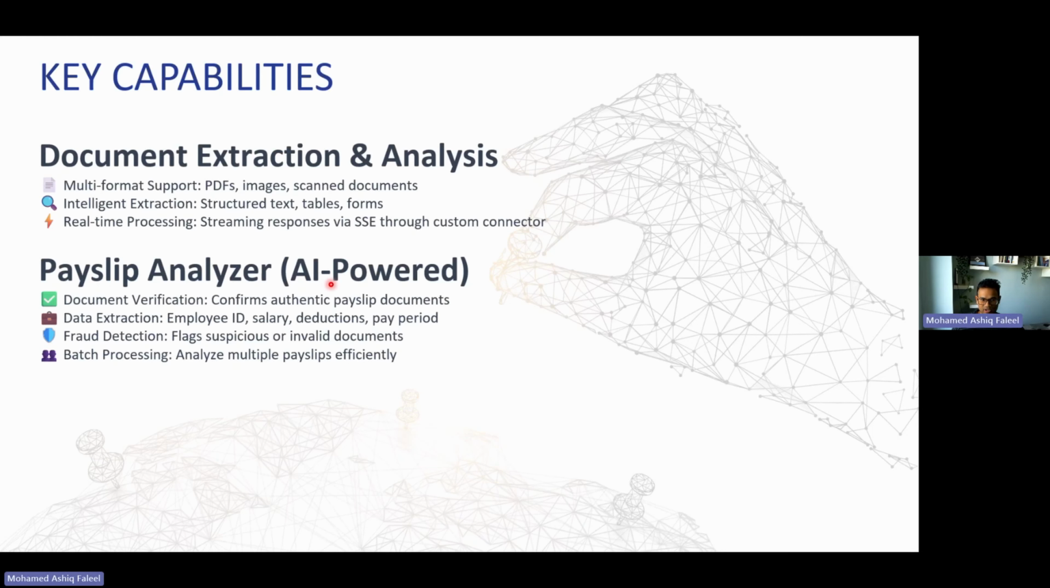One other feature which I already mentioned earlier is the payslip analyzer, where it can confirm if the payslip is authentic, if it is real or if it is fake. Here I have used some AI prompts with GPT Nano, which is going to check if the payslip is authentic based on what we have written. It can flag suspicious documents, and the solution is also capable of processing multiple documents.